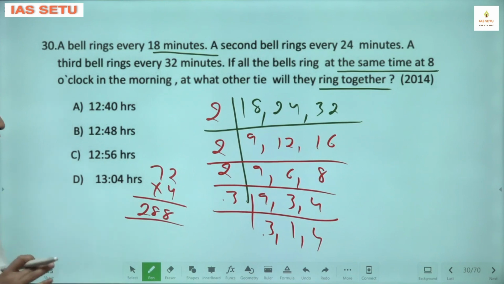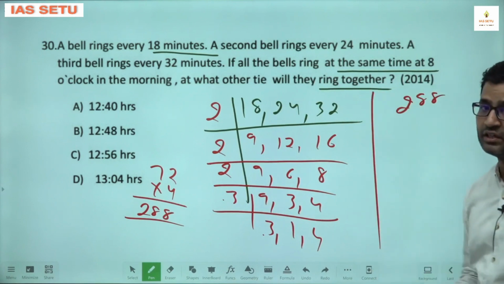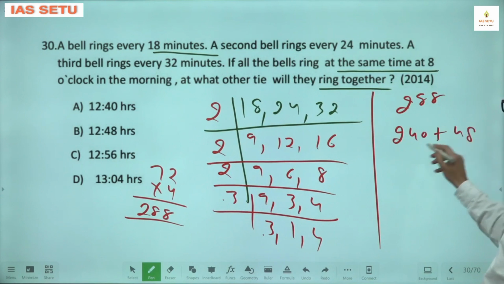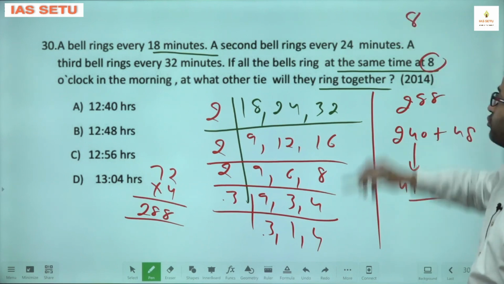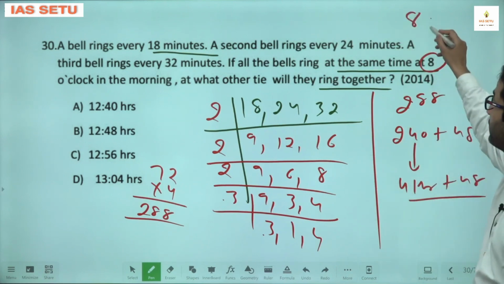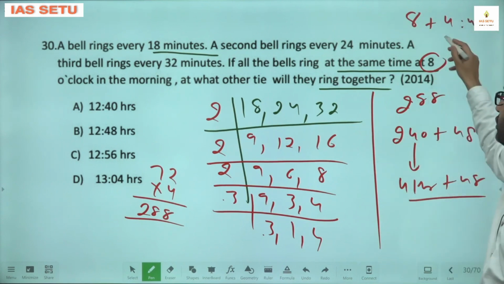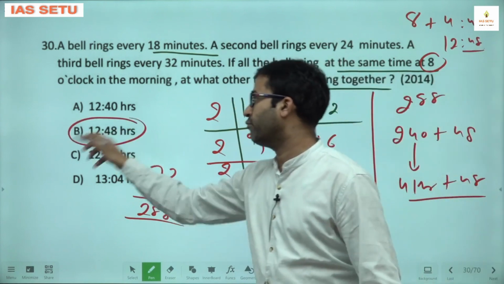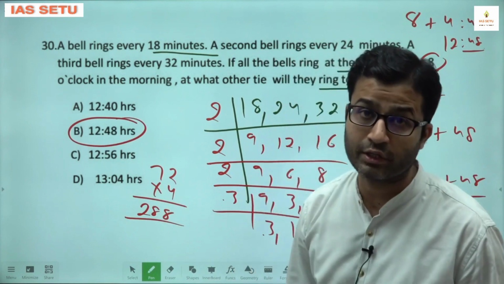So LCM is 288, but it is in minutes. We have to convert this 288 minutes into hours and minutes. So 240 minutes plus 48 minutes, it becomes 4 hours plus 48 minutes. So here they ring together at 8 o'clock. After that, 4 hours 48 minutes again they will ring together. So it means at 12 o'clock 48 minutes. So here these 3 bells will ring together.